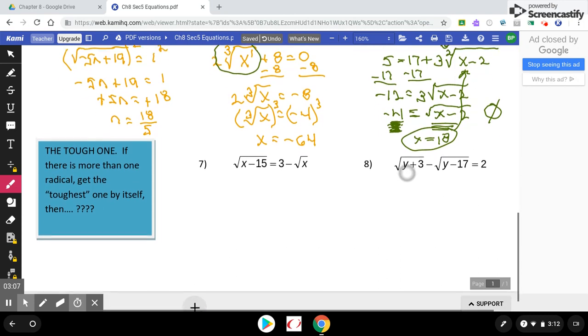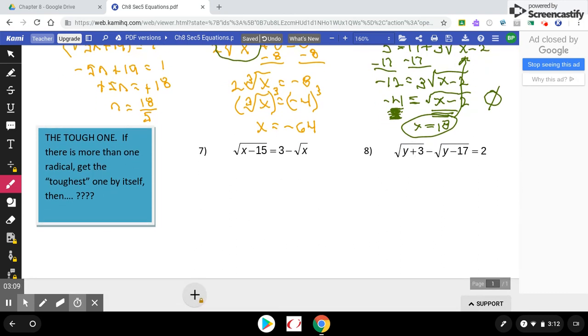All right, number 7. This guy's going to be tough. Here's why. There are multiple square roots. All right, well, in the box, this is the directions to get the toughest square root by itself. So the x minus 15, a little bit tougher, just the regular old square root of x. He's already on the left side by himself.